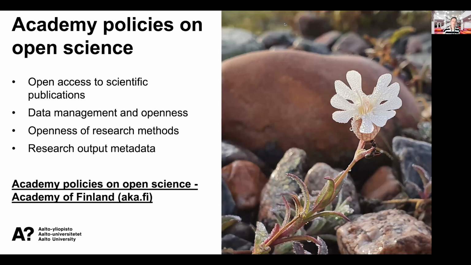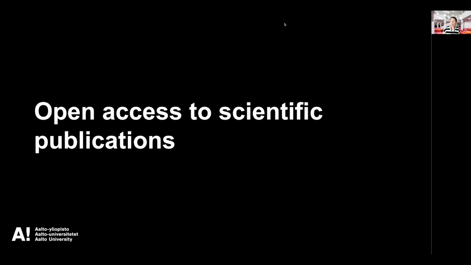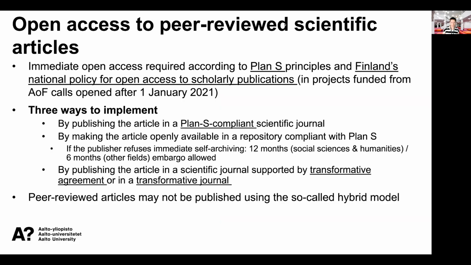The Academy has policies regarding open science, regarding scientific publications, data, research methods, and research output metadata. Let's have a look at scientific publications first. As for peer-reviewed scientific articles, the Academy of Finland requires that they must be opened immediately after publishing according to Plan S principles and Finland's national policy for open access to scholarly publications.